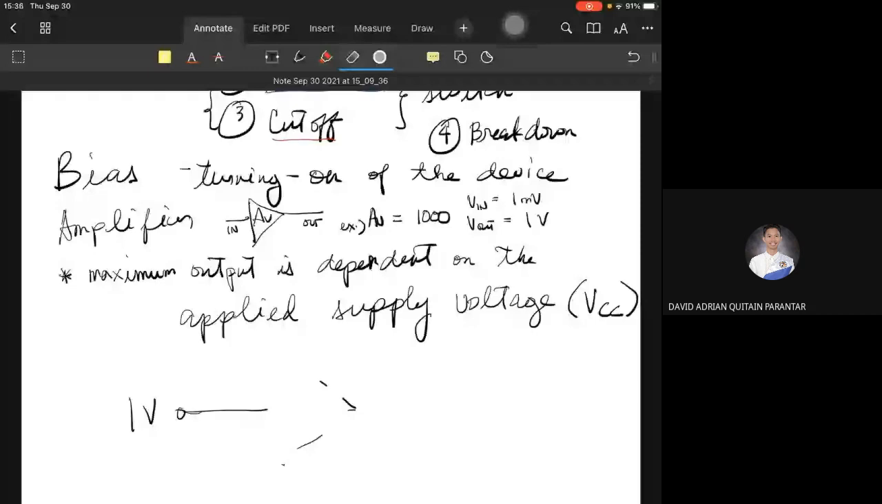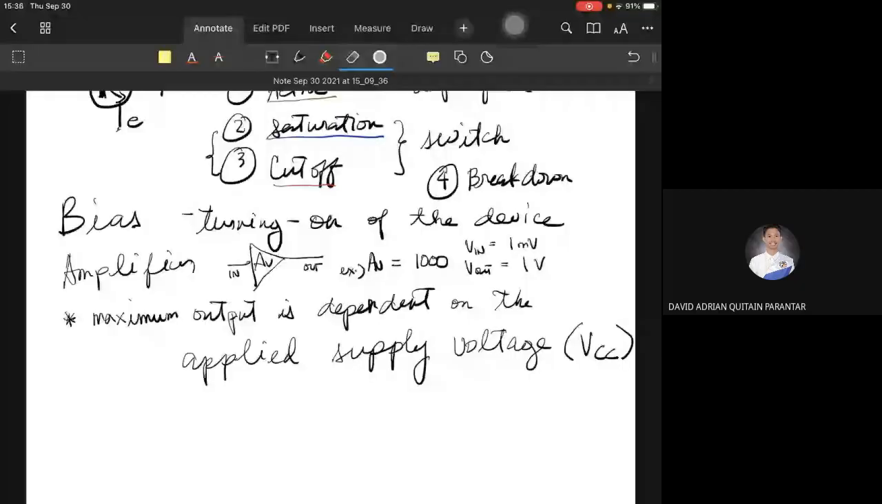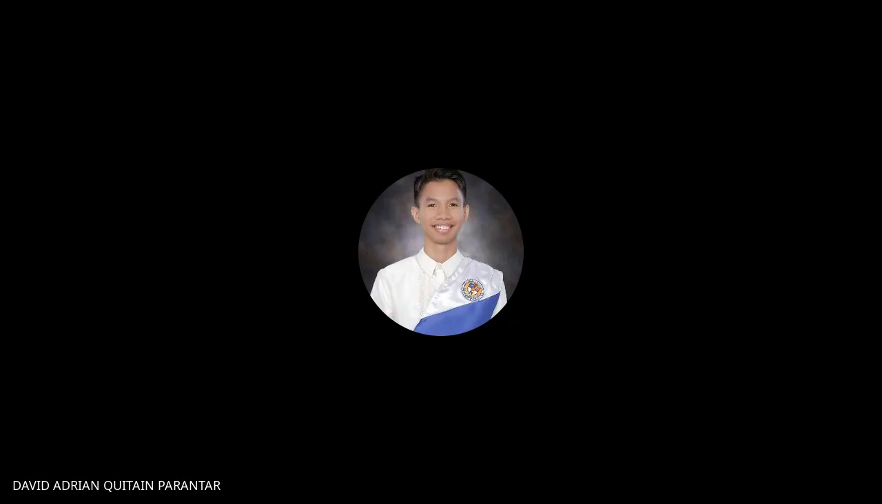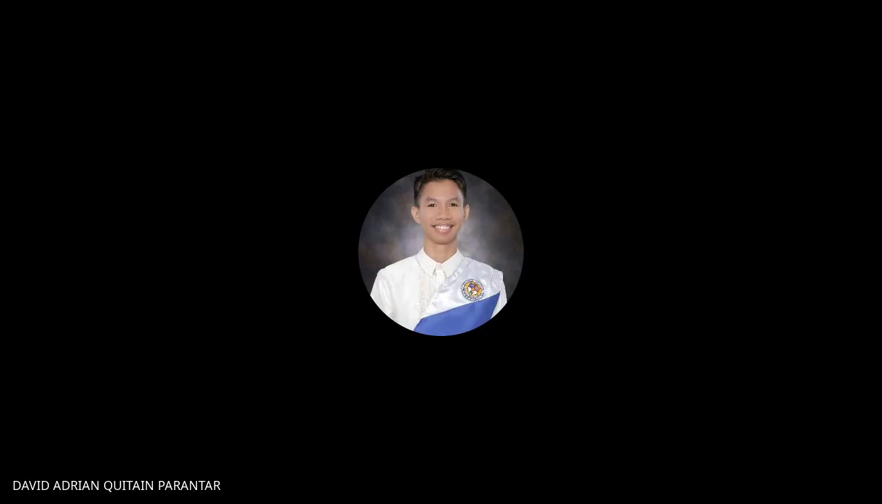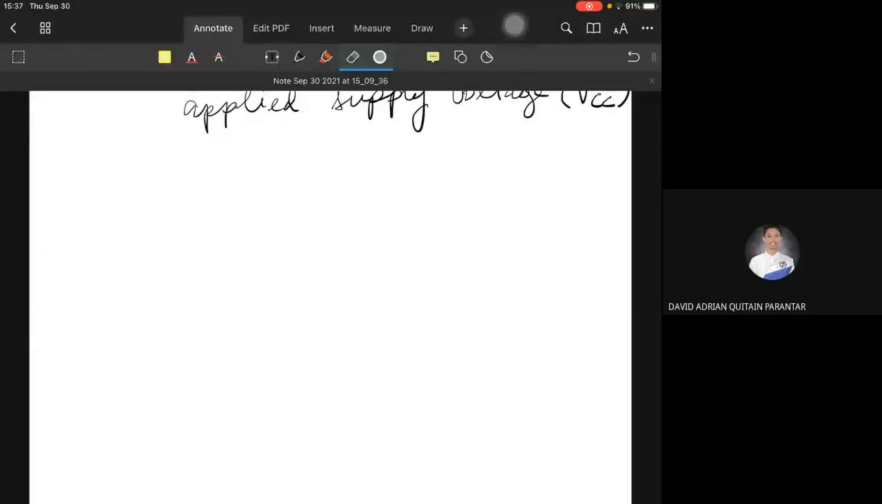Okay, so the key concept: the amplifier can amplify voltage hundreds or thousands of times larger because of the applied supply voltage. Let's just remember this, in case we forget that it has this limitation.